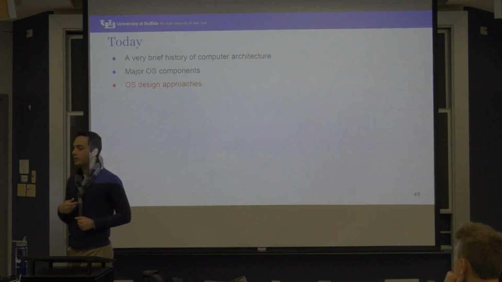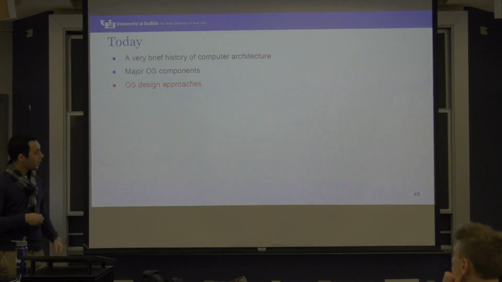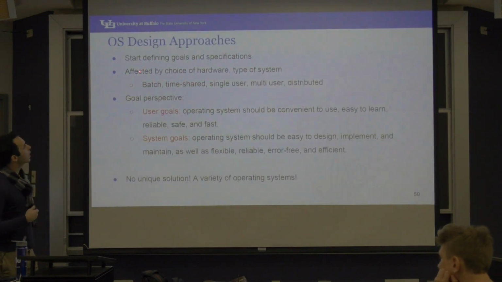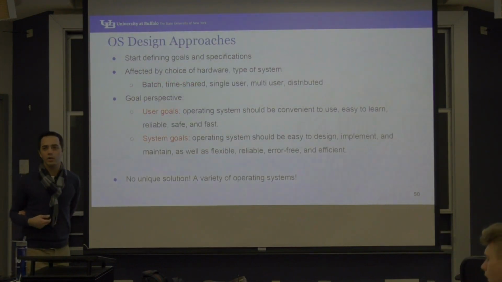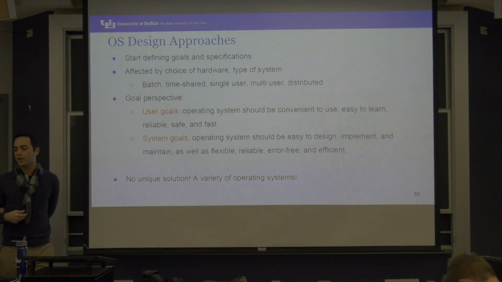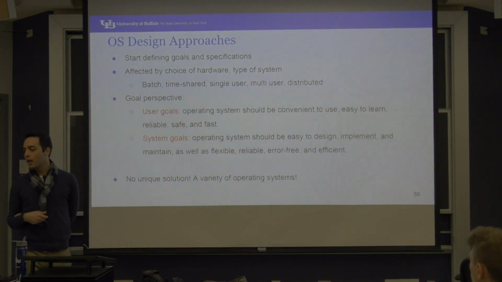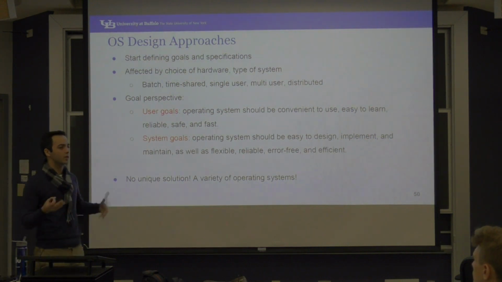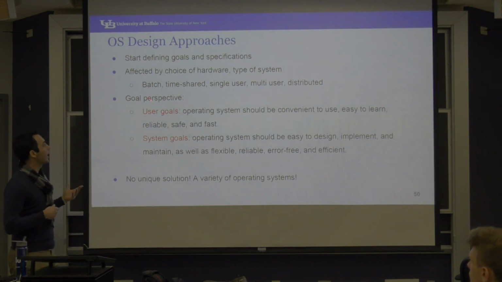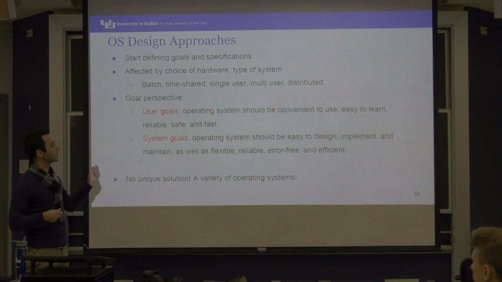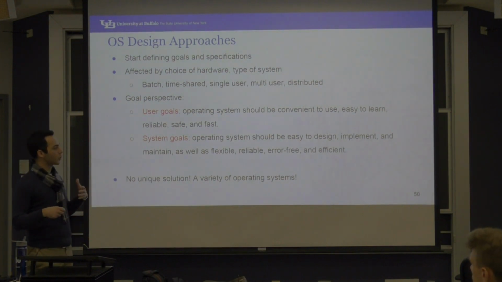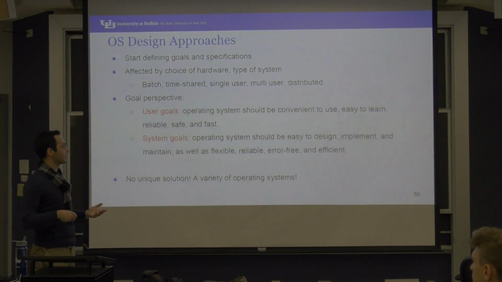All right. So the OS design approaches. There are different approaches. So you have different goals, right? You have to define them, and then they are affected by the hardware type of the system. What you want to do, you are in a batch, time shared, single user, multi-user, distributed system. These are all things that can vary between systems. And your goals might also be different. So users want their operating system to be convenient and easy, fast for them. And the system goal wants to ensure security, error-free operation, reliability, and all this, right?